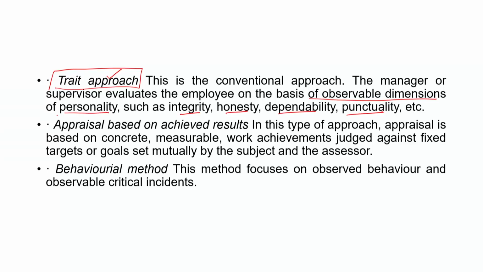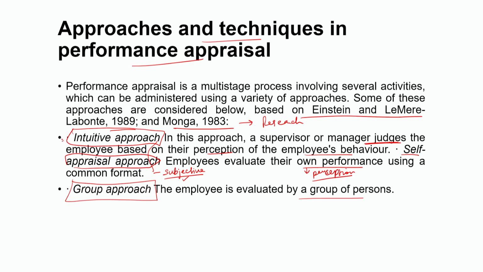Appraisal based on achievement of the result is also carried out. This approach is also there. So in this type of approach, appraisal is based on concrete, measurable work achievements judged and fixed based on the targets which were set mutually by the assessor and the subordinate. So here you can identify a difference between the approaches. Appraisal based on achievement is very much objective in nature, while the approach that we studied previously, that is the intuitive approach, was purely subjective in nature.